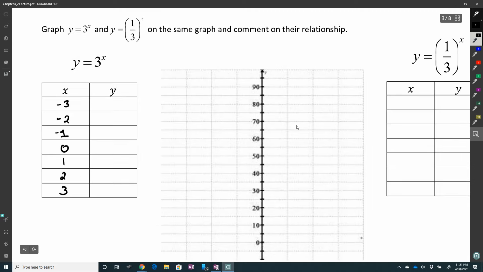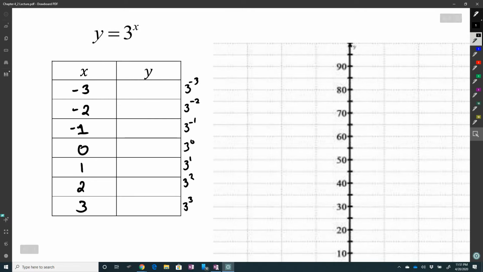And remember, this is 3 to the x. So for y, it's going to be 3 to the negative 3, 3 to the negative 2, 3 to the negative 1, 3 to the 0, 3 to the 1, 3 squared, 3 cubed. And all I've got to do is plug in what they are. You can use your calculator if you want, but this is fairly easy. I'll start at 0. Anything to the 0 is 1. 3 to the 1 is 3. 3 squared is 9. 3 cubed is 27.